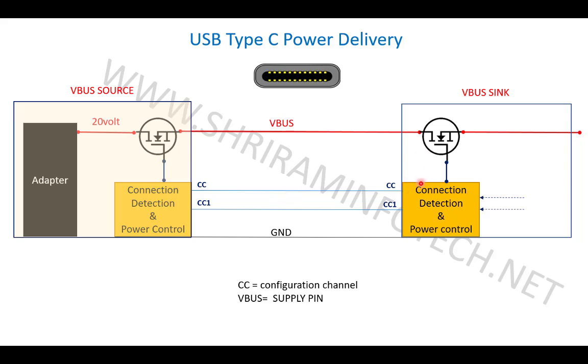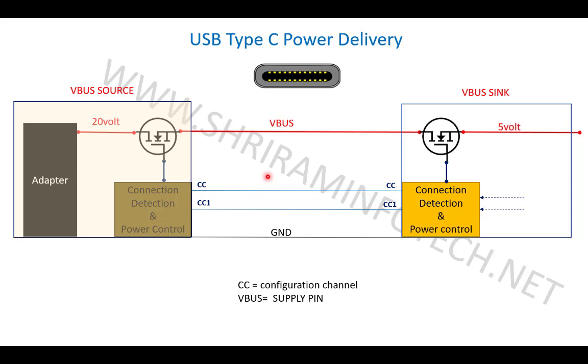Suppose this CC line is at 0 volt, that means it is a receiver, that is called pull down. And if this CC line is pulled up, that means here is 5 volt, that means it is a sender. So one is a sender and the other is a receiver. So this takes place first. Okay, and then it first sends 5 volt to the sink. The sink receives the 5 volt.